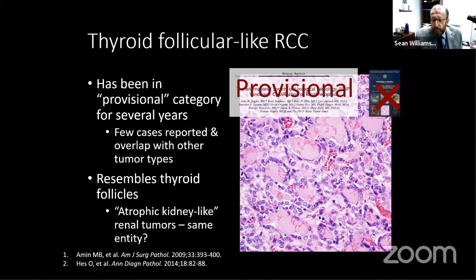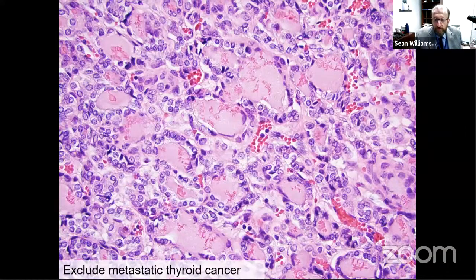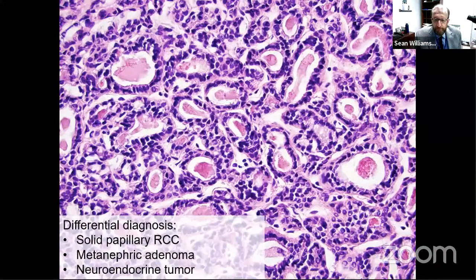So again, as I mentioned, this entity so far has been stuck as a provisional entity, and to my knowledge is not planned to be included as a definite entity in the WHO classification as yet. But here's an example of one that I think is the best example I've encountered. You can see these small follicles with eosinophilic colloid-like material that resembles thyroid follicles.